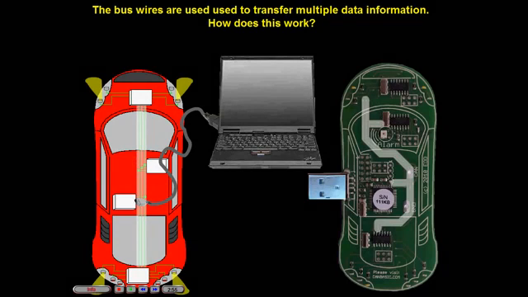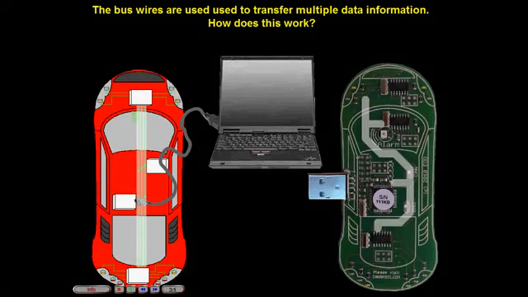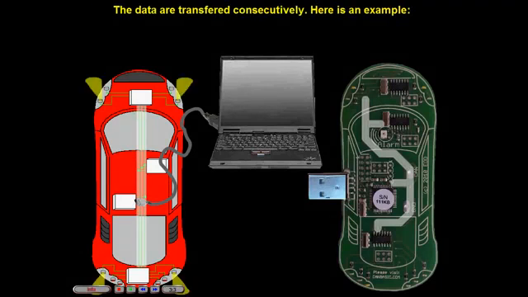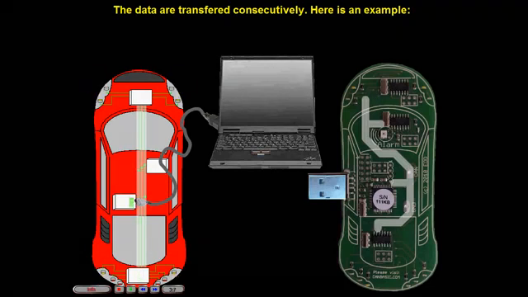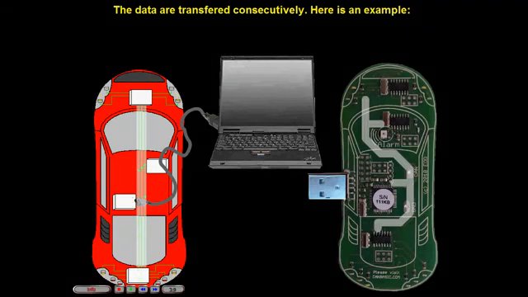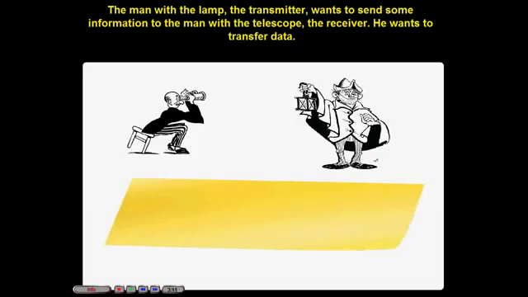The bus wires are used to transfer multiple data information. How does this work? The data are transferred consecutively. Here's an example. The man with a lamp, the transmitter, wants to send some information to the man with a telescope, the receiver. He wants to transfer data.